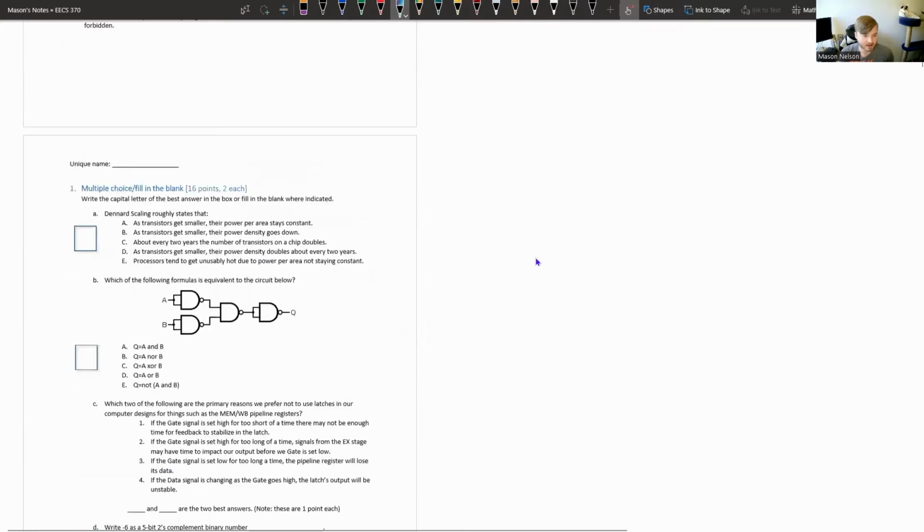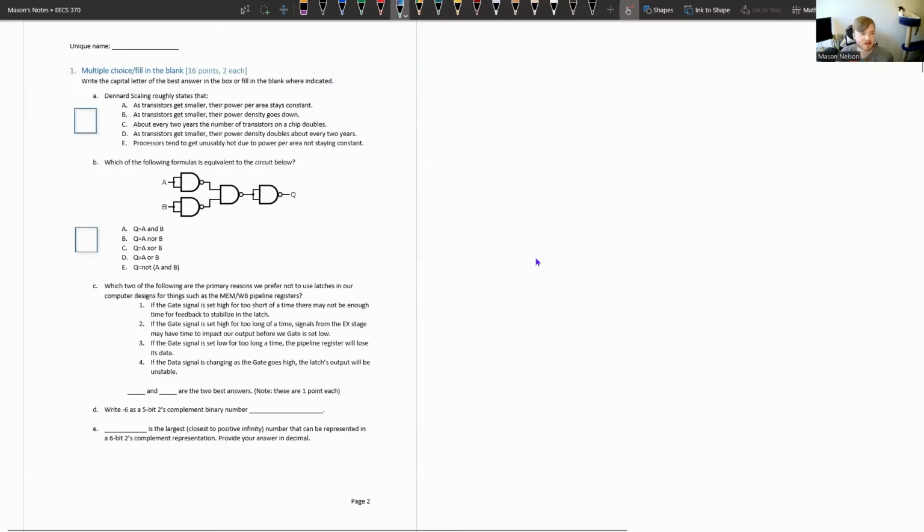So we'll go ahead and start off with the first question. We start off with multiple choice in this exam. We had 8 questions worth 2 points each. Question A says Dennard scaling roughly states that, 5 choices: as transistors get smaller, their power per area stays constant; as transistors get smaller, their power density goes down; about every 2 years, the number of transistors on a chip doubles; as transistors get smaller, their power density doubles about every 2 years; or that processors tend to get unusably hot due to power per area not staying constant.